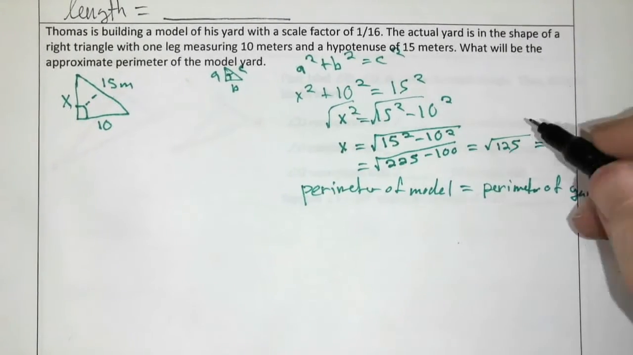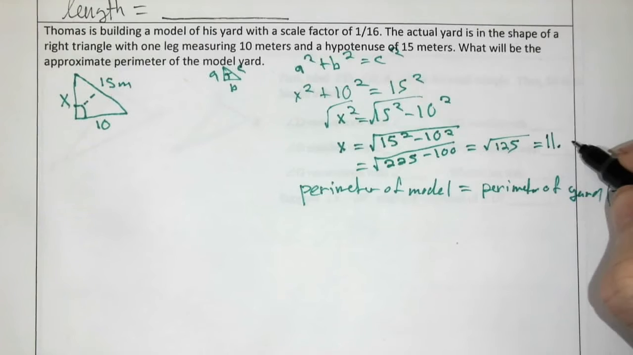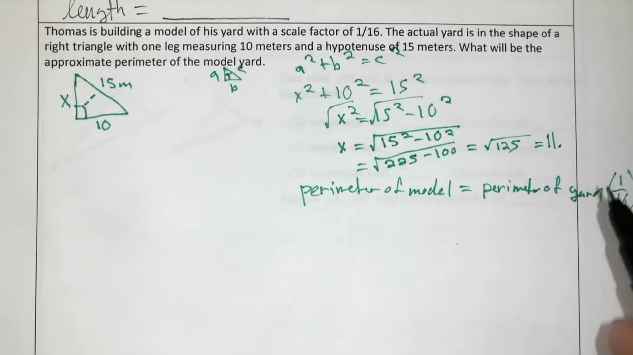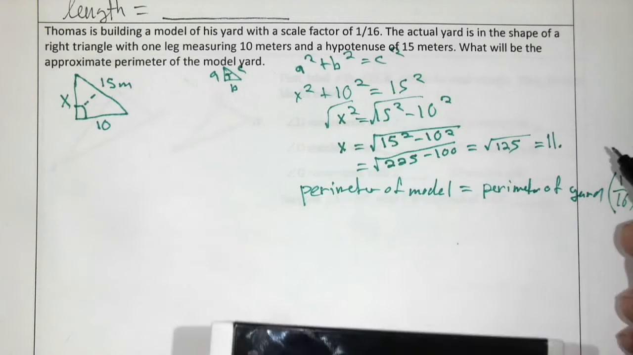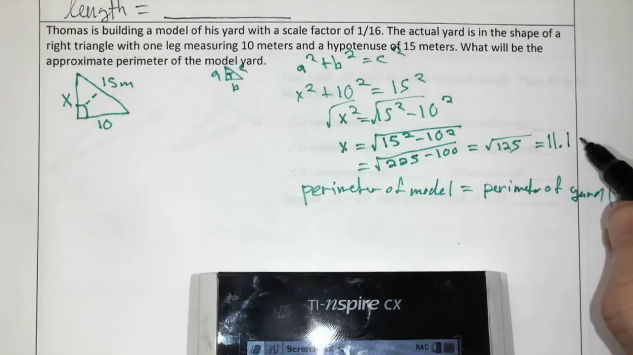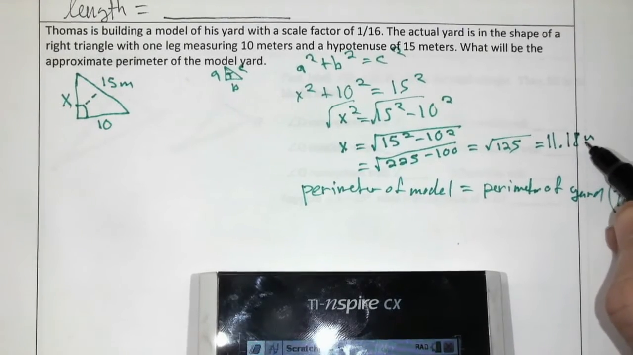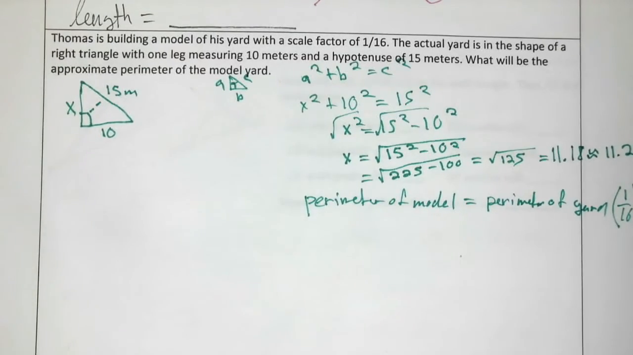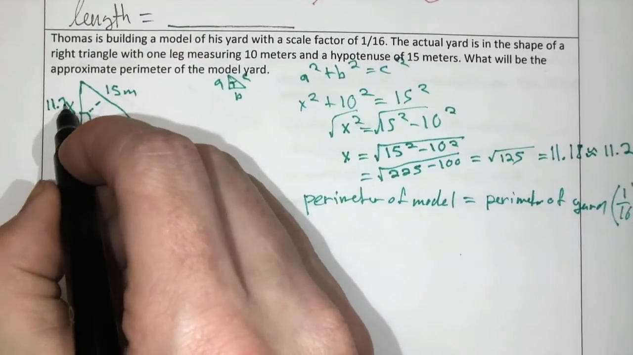which is 11 point something. I don't have a calculator on hand. I'm gonna get it and do it. Square root of 125 is 11.18. We're gonna round that to 11.2. So that's the side over here, 11.2.